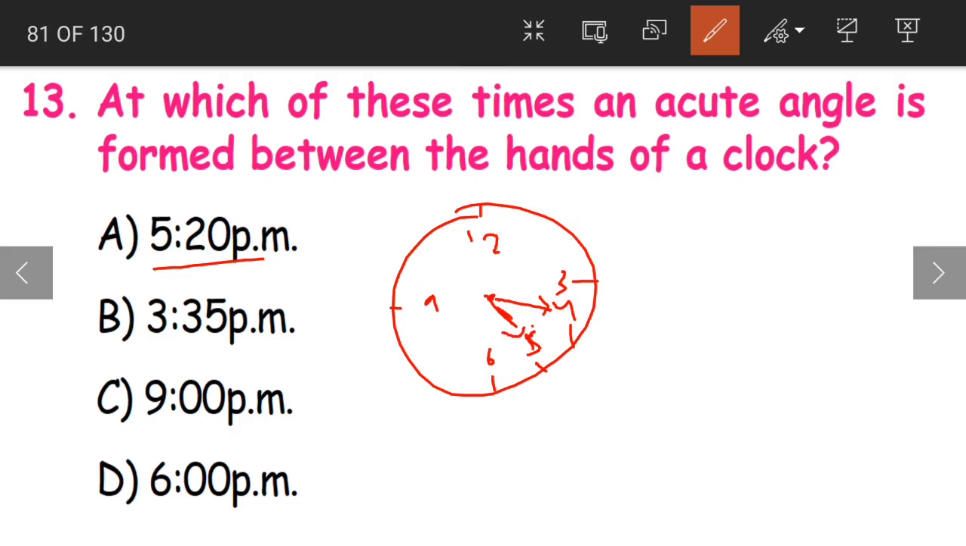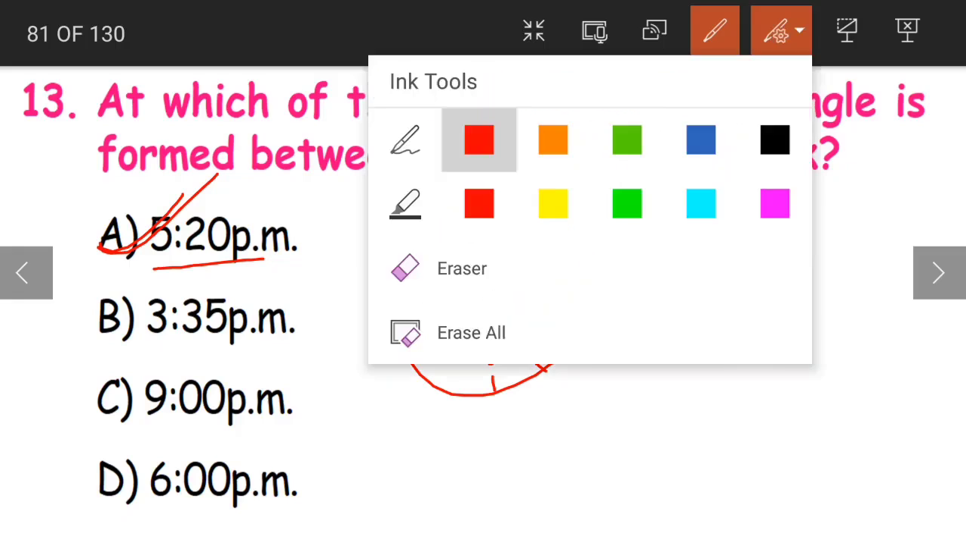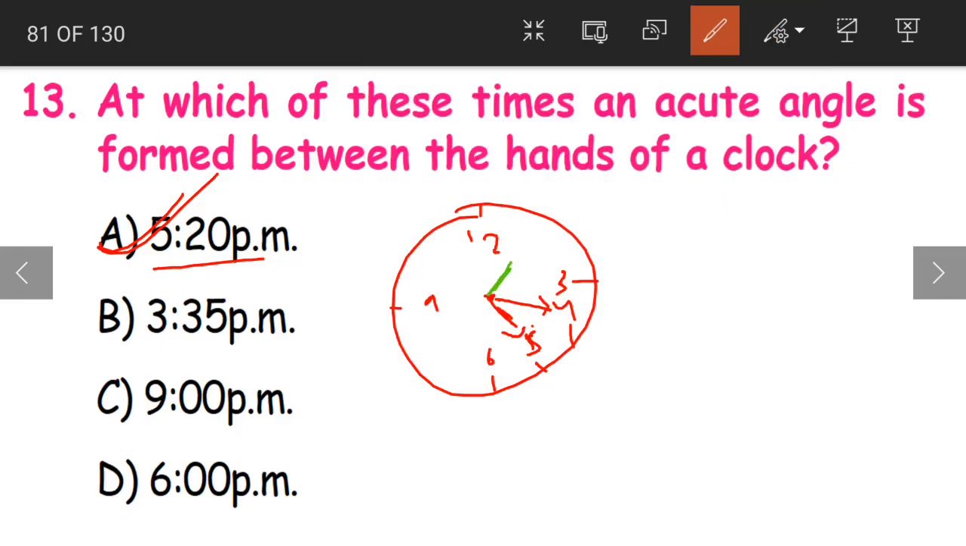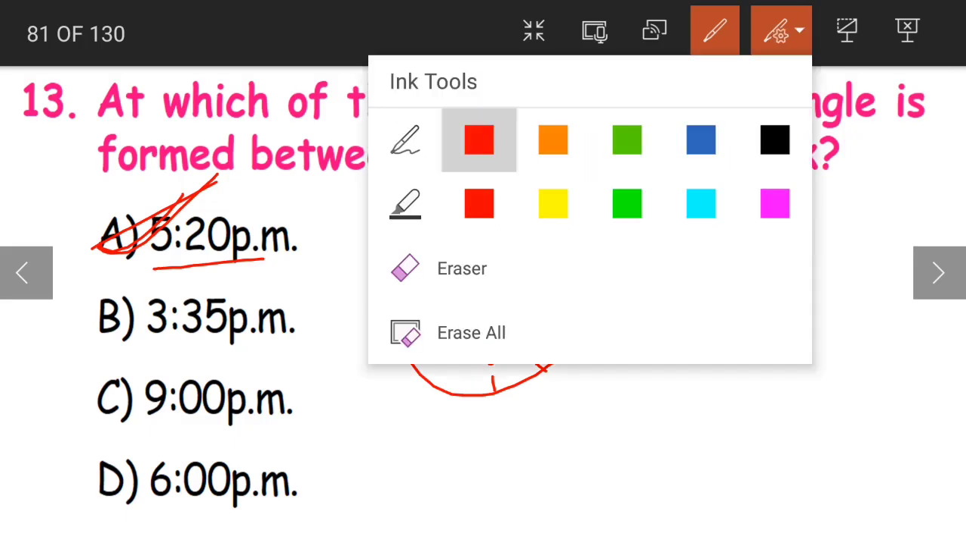Now look at this. Is it an acute angle? Yes, it is an acute angle. Why? Because it is less than 90 degrees. If you remember the right angle tester, this would be our right angle tester. Yes, it is less than our right angle. So the angle formed here when the time is 5:20 becomes an acute angle. If you want, let us check the other ones.